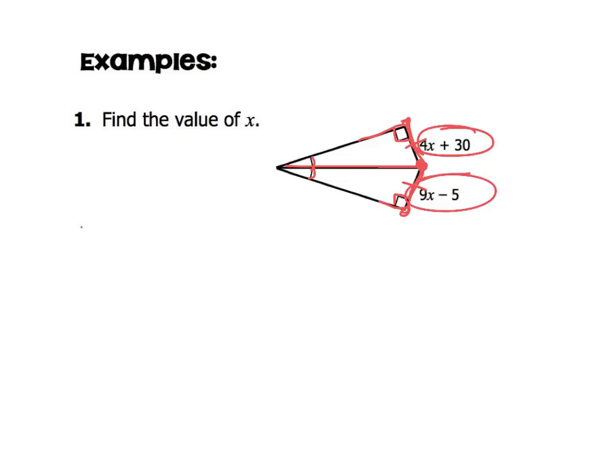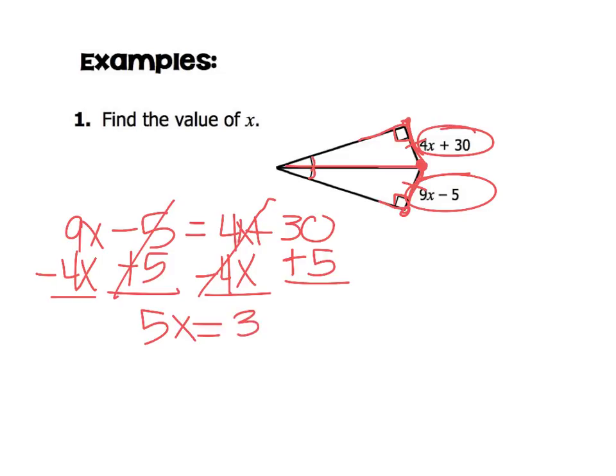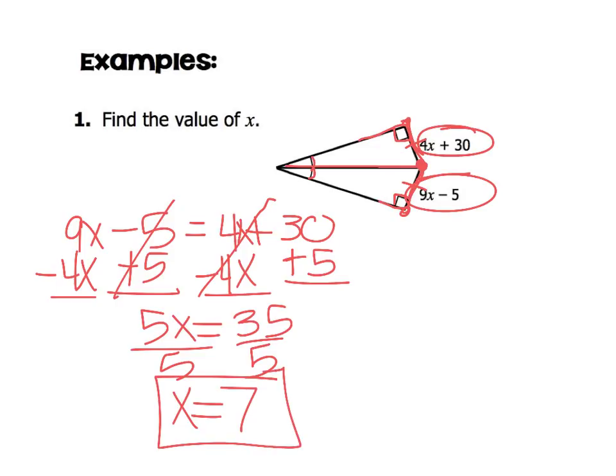So we would say 9x minus 5 equals 4x plus 30. Subtract 4x from both sides. Add 5 to both sides. Cancels these out, and we're left with 5x equals 35. Divide both sides by 5, and x equals 7.